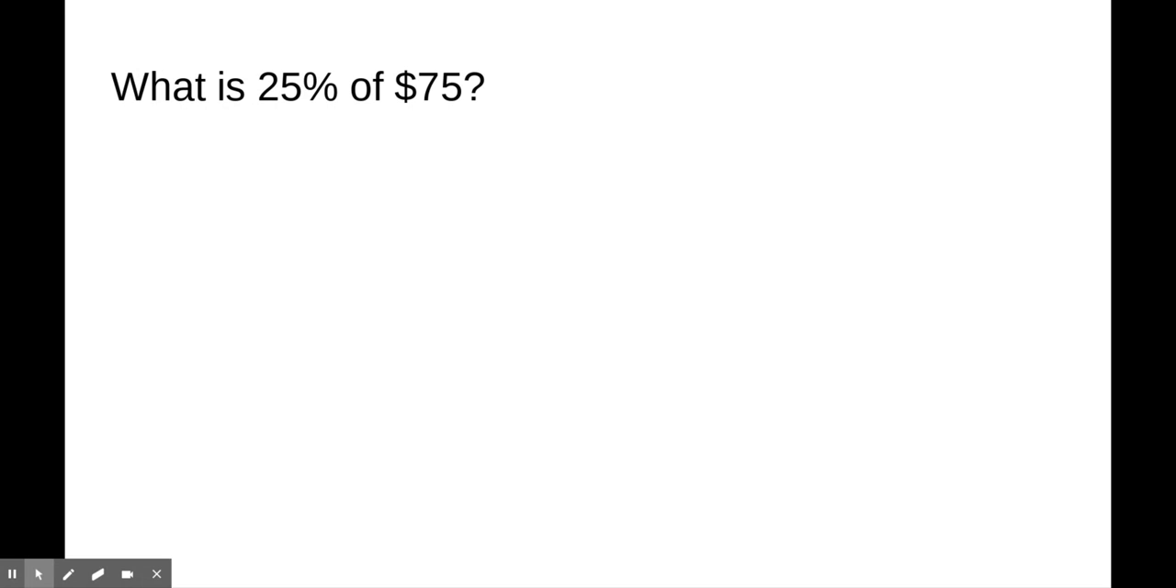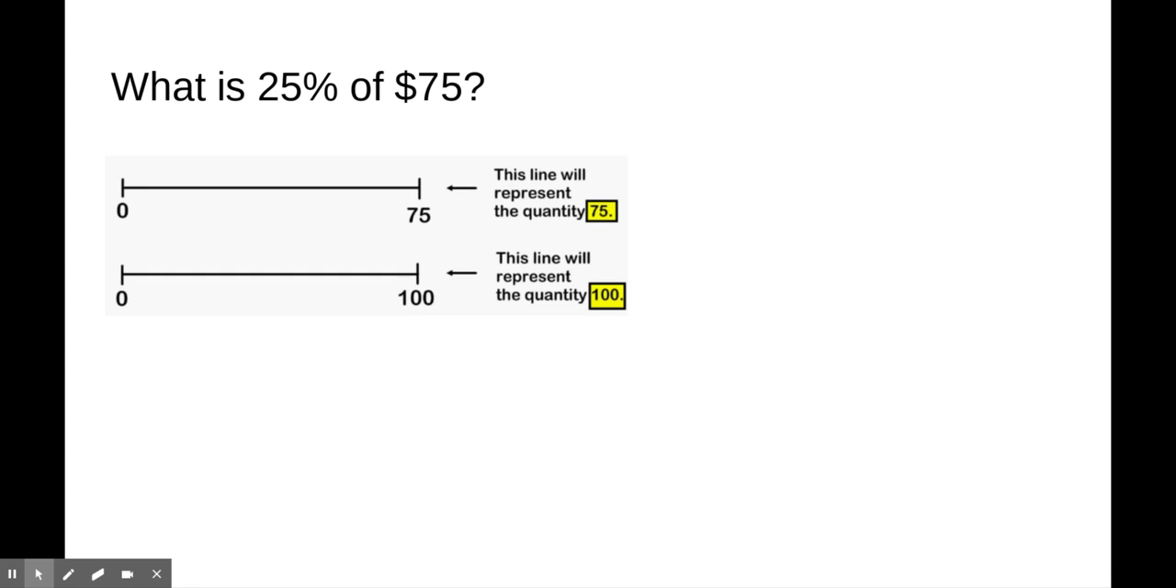So how can they use this understanding to solve percent problems? Something like, what is 25% of 75? When solving these various percent problems, there are lots of different models that can help students figure this out. It's really important here that we're working on proportional reasoning and multiplicative thinking rather than just a procedure for solving these problems. So the first model that may help is a double number line.